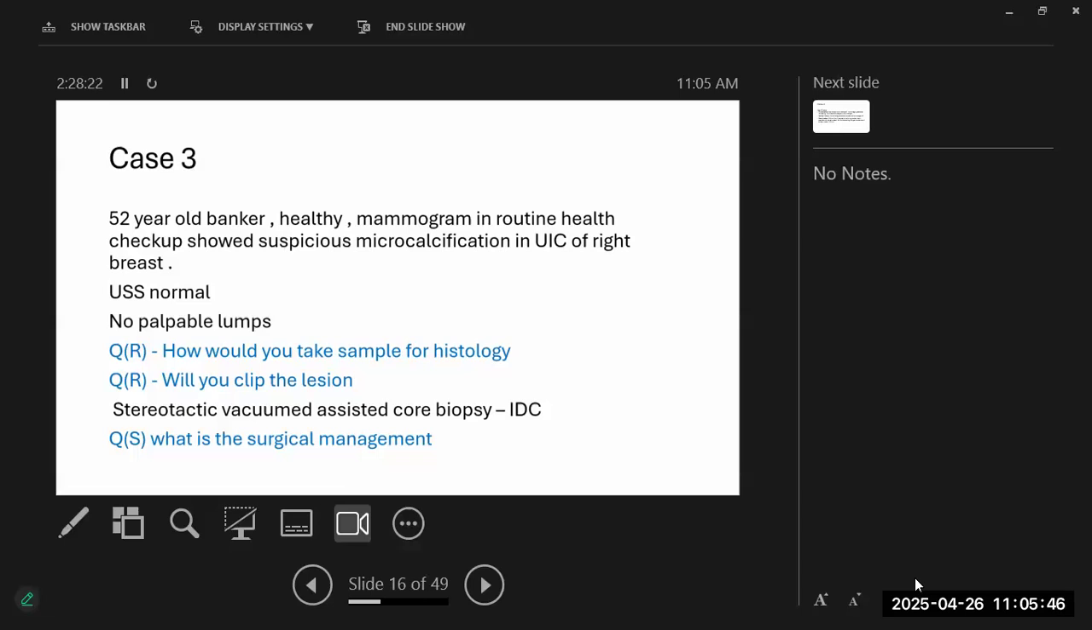So here the challenge is identification of the lesion and the biopsy of the lesion, because the lesion is not palpable, right? So the rest of the management would be the same.